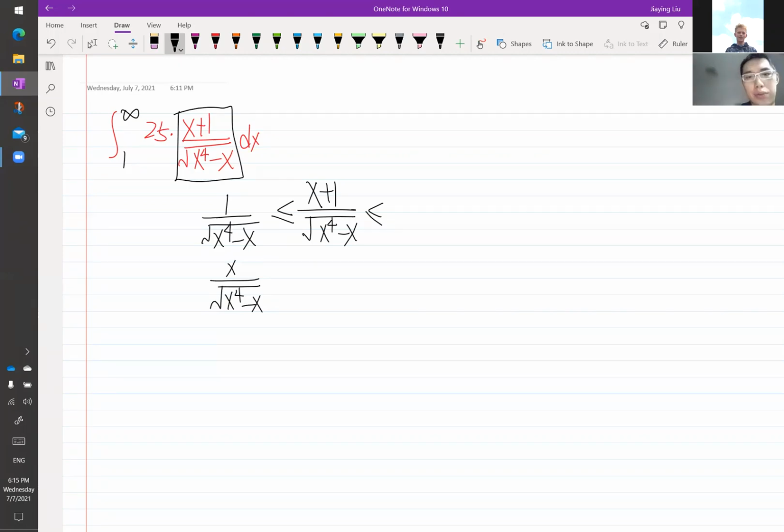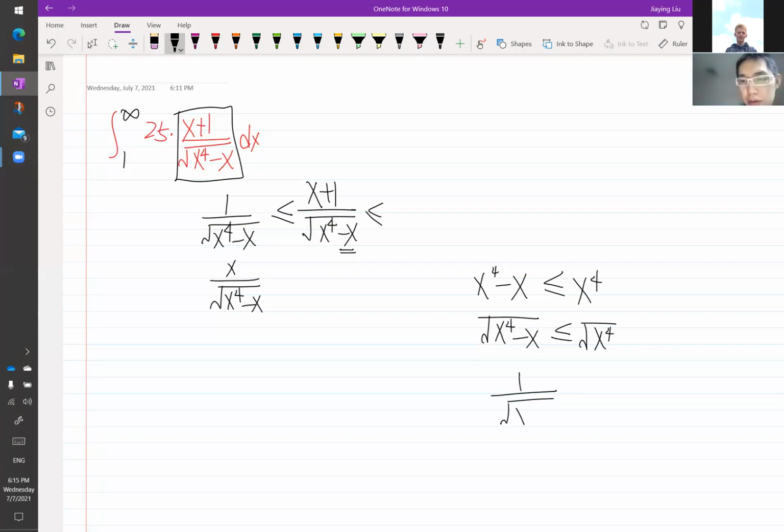Well, the first thing that we can do is manipulate the denominator, right? Because the denominator is x to the fourth minus x, we know that x to the fourth minus x is going to be less than or equal to x to the fourth, right? So that means square root of x to the fourth minus x is going to be less than or equal to square root of x to the fourth. But when we put those in the denominator, the inequality sign will flip. That means 1 over square root of x to the fourth minus x is going to be greater or equal to 1 over square root of x to the fourth.